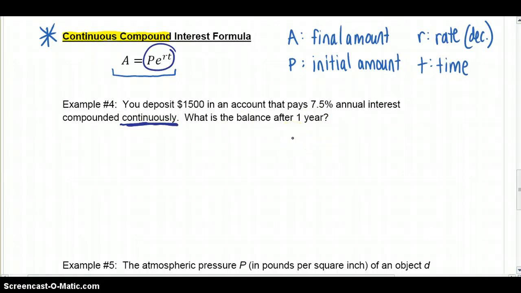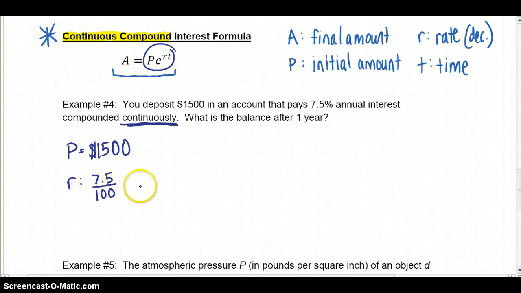Well, let's go ahead and list the information we've got. If I'm depositing $1,500, that's my initial amount in the account. So P is equal to $1,500. Alright, and then I can see my rate is 7.5%. Remember, we want our rate as a decimal. So to turn it into a decimal, we just divide by 100. Or you can move the decimal over twice. Either way works. So we should get 0.075 as our rate. And time, well, it wants the balance after 1 year. So time is just going to be 1.